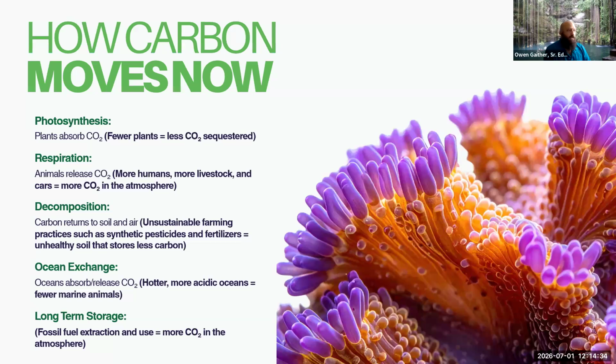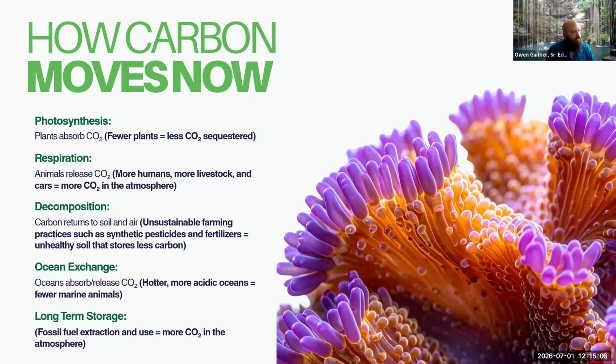And so how does carbon move now? Plants absorb CO2, right? This idea of photosynthesis. This is awesome. However, as things like deforestation and factory farming happen, we have fewer plants, so less CO2 is sequestered. For respiration, animals, including us, release CO2. As we have more humans, more livestock, more cars, more CO2 is released into the atmosphere itself. So these are the differences between a healthy carbon cycle and extreme carbon disruption.